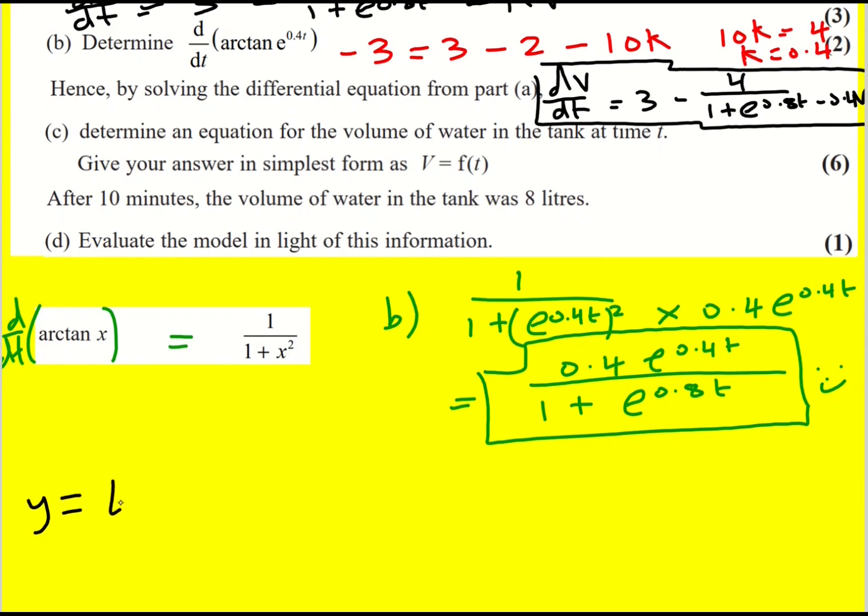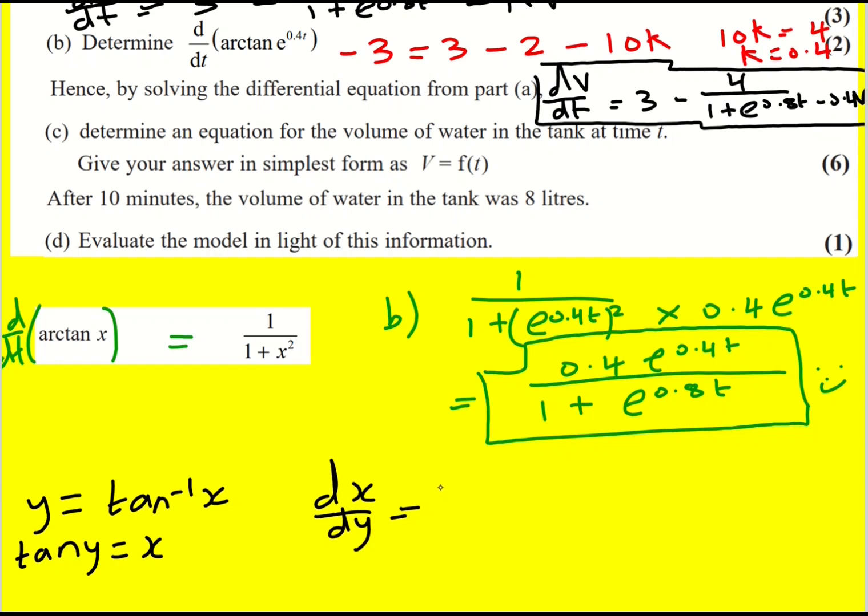So if I had y equals inverse tan of x, and that is arctan, of course, and I wanted to find dy by dx, then this is how we do it. We could rearrange it so it's tan y equals x and actually find dx by dy.